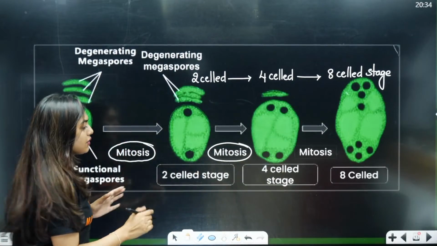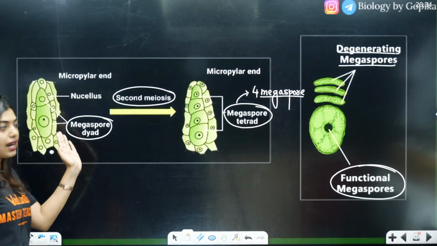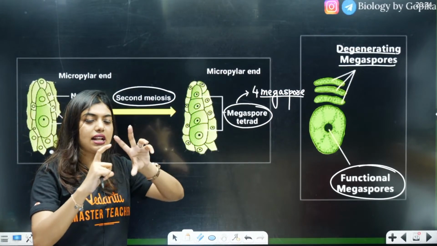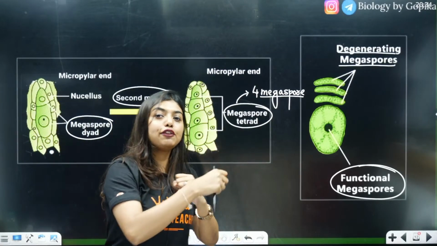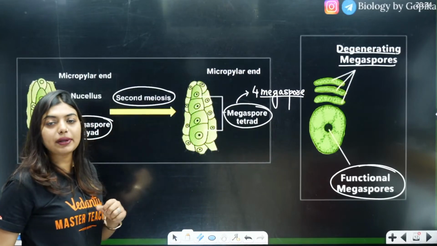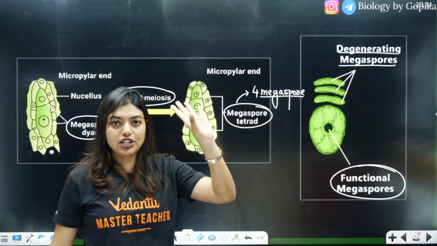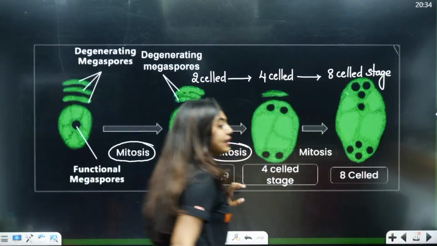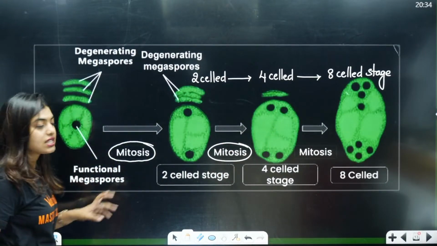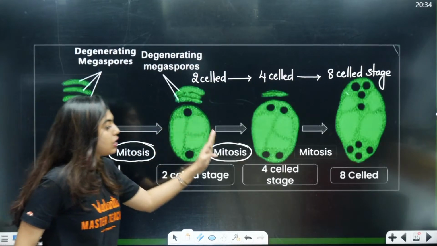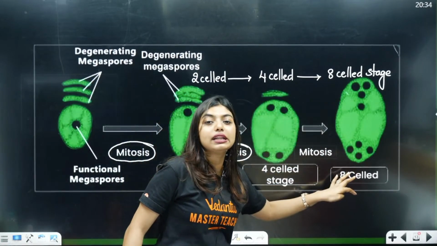Right. So once again, can we revise megasporogenesis? What happens, students? From the dyad, one single megaspore mother cell underwent meiosis and formed the dyad. From there it went through another meiosis and formed the tetrad. In the tetrad, out of the 4, only 1 became functional. The 3 of them got degenerated. That one functional megaspore underwent mitosis and formed a 2 cell stage. Again it underwent one more mitosis and formed a 4 cell stage. Again one more mitosis and formed an 8 cell stage.